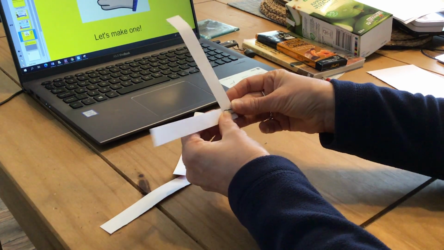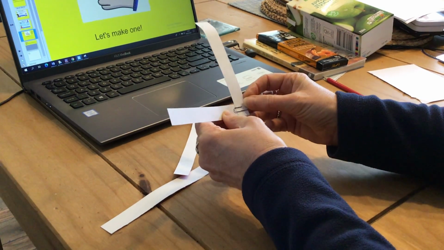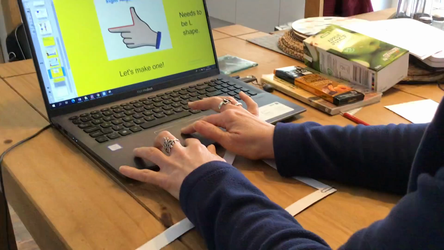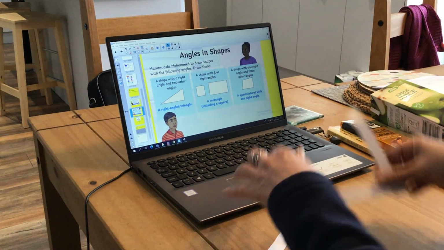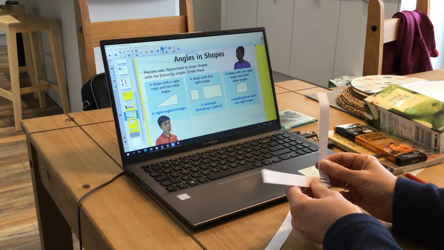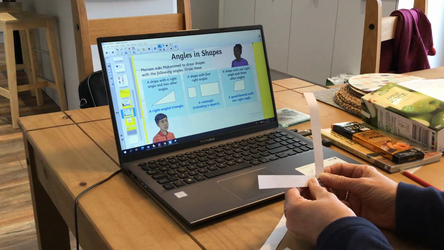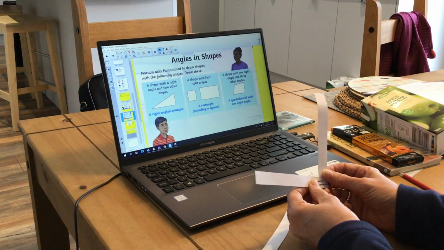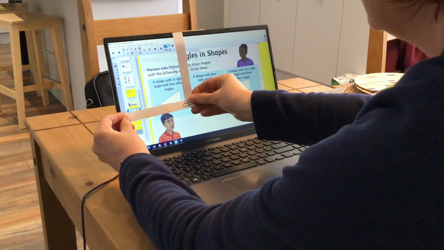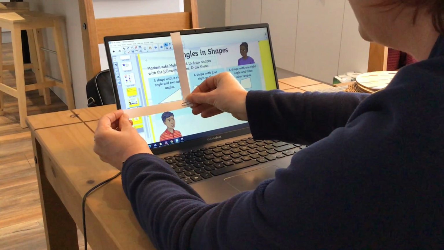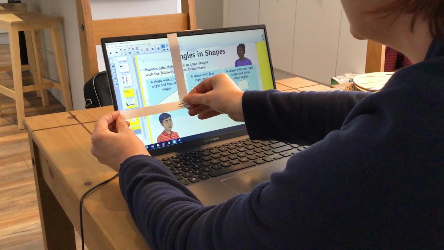You can pin the 2 together like so, and you can make your angle measurer. Now, if I just go back to the screen, I can use this angle measurer on my screen to measure my angles to see if I've got that right angle that makes the L. So I'm going to put this on the screen. You can see straight away that L fits into that corner of that triangle, and that is my right angle.